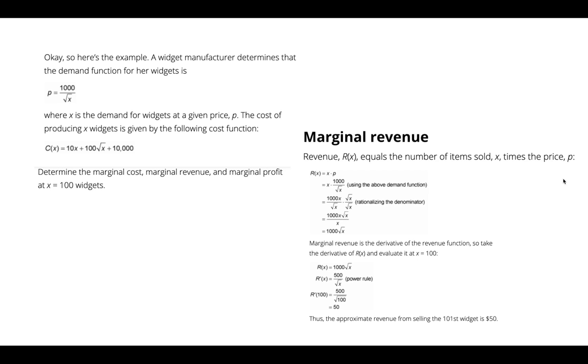Now we need to take the first derivative of that. So we want to think of square root of x as x to the 1/2. And so we'll apply the power rule, and that'll give us half of 1,000, so 500 times x to the 1/2 minus 1, so negative 1/2. So that's going to be 1 over square root of x. So we get 500 over square root of x.